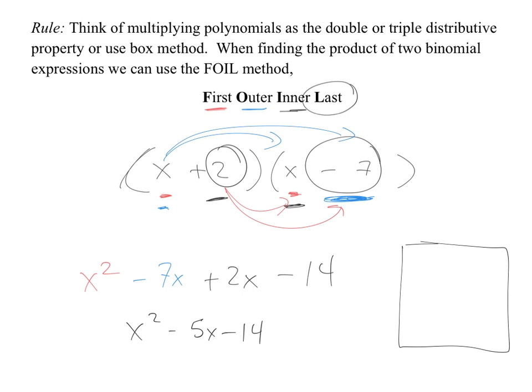Draw yourself a box with as many columns and rows as terms you have in each. So since this is a binomial by a binomial, 2 by 2. If it was trinomial times binomial, it'd be 3 by 2, like a matrix, okay? So draw yourself those boxes. Simply put the actual values. So x plus 2 goes on the top. This is x, and this is positive 2. Along the side is x and a negative 7. That's the other factor. So the terms inside of your factor go as headings.